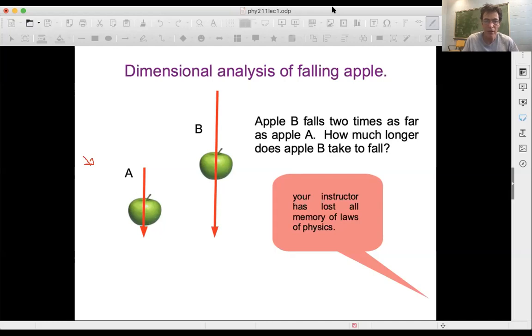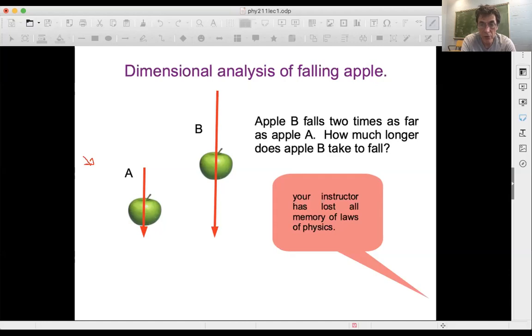dimensions of nature. So in this problem, we're asked to imagine these two apples on the left-hand side. There's apple A over here, and there's apple B over here. And they're falling towards the ground. In falling to the ground, apple B on the right travels twice the distance of apple A on the left. So B's going twice as far when it falls, and A's only going half as far.